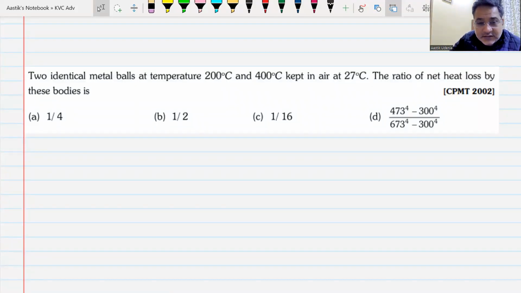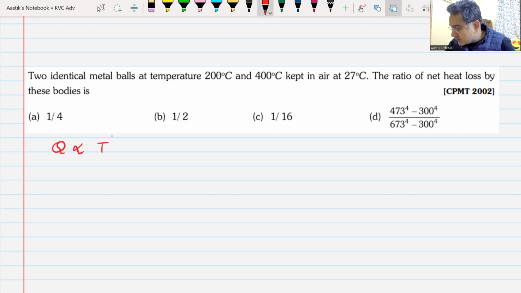This is the next question. I'll give you a minute. Take a deep breath and then give me the answer. Option D, sir. It is absolutely correct, sir. The rate of heat gained or heat lost, Q, is directly proportional to T raised to the power 4 minus T naught raised to the power 4. You put the values, you get the answer, and you stay happy.